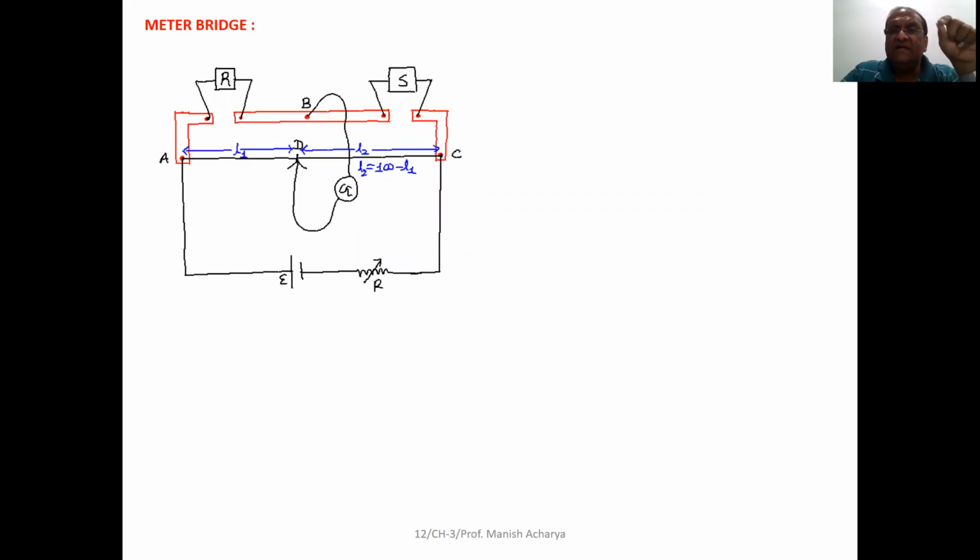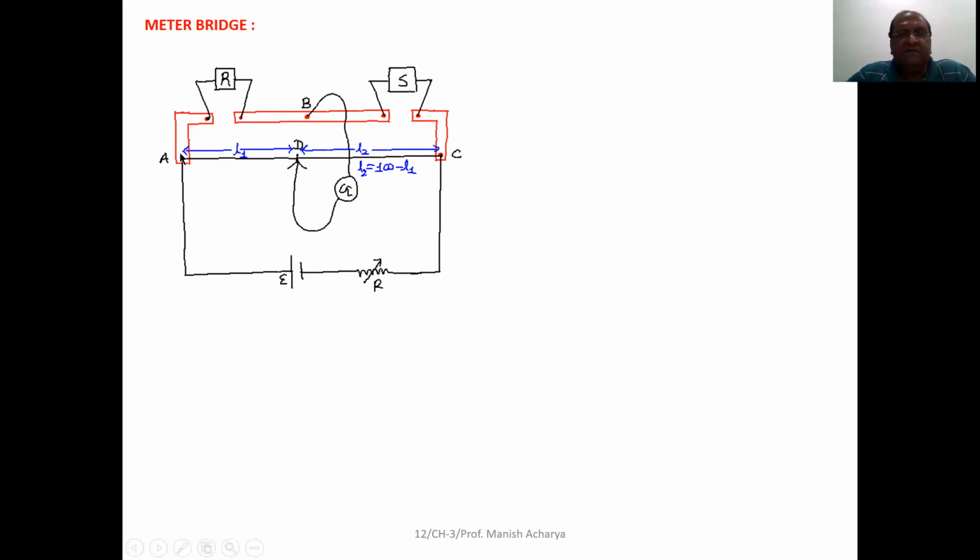Meter bridge. Meter bridge itself is a Wheatstone bridge, and this one is now an experimental, or we can say laboratory, circuit. Why is this known as meter bridge? Because here the wire which we use in this circuit is of length 100 centimeter, or 1 meter, and therefore this is known as meter bridge.